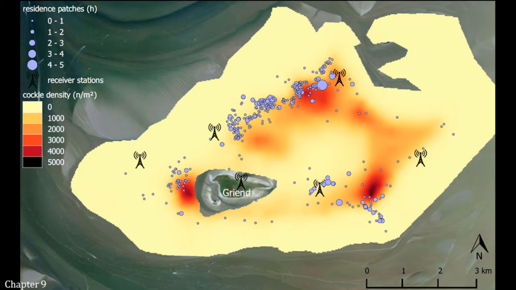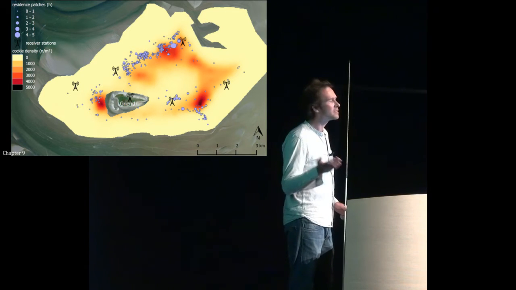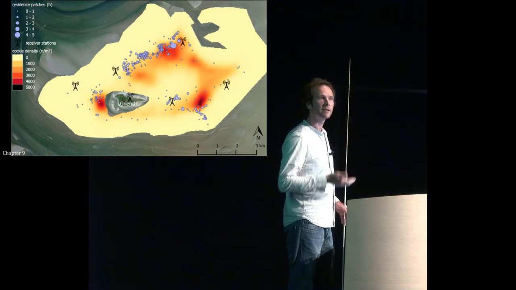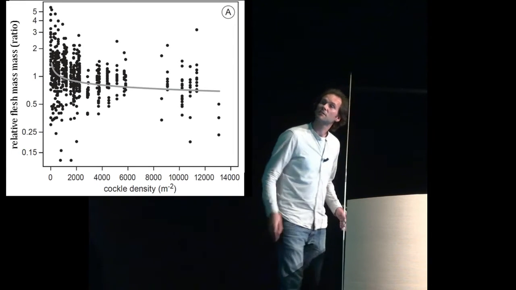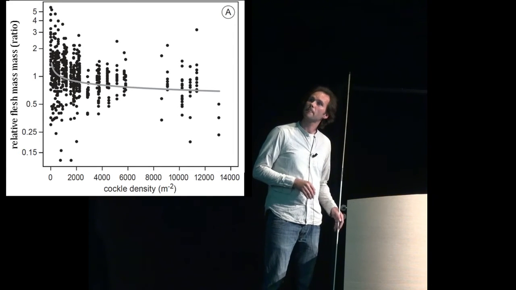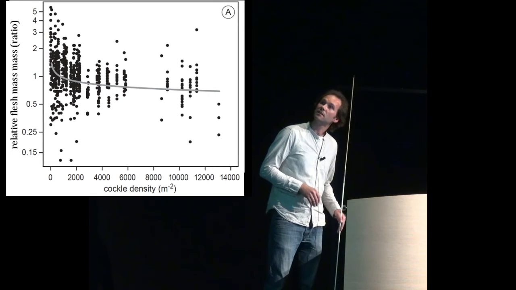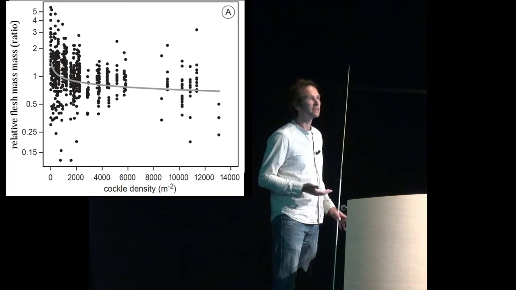They seem to prefer areas in between the other two high density patches. So they don't go to places where they have the highest cockle densities. So what's going on there? Besides densities, we also measured cockle quality. So we measured their flesh mass, which is linearly related to energy content. And then we found that this relative flesh mass of cockles declines with their density, as you can see here. So even though these prey items at the highest density are very easy to find, they're also very low quality.